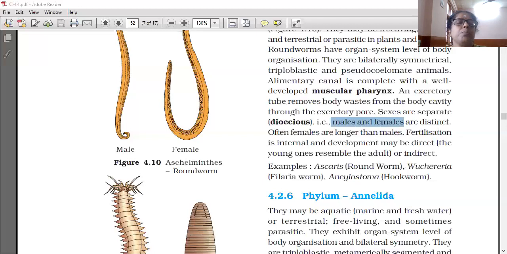Organ and organ system, bilateral, triploblastic, acoelomate, mainly aquatic. This is very important. A summary of everything is given to you, so this one you have to learn.